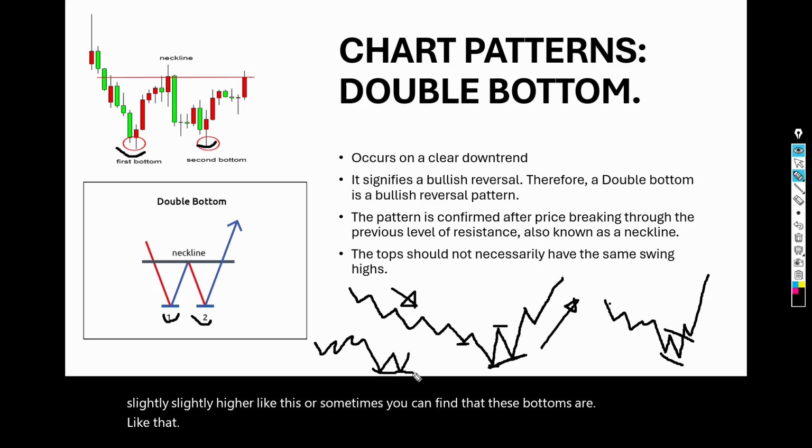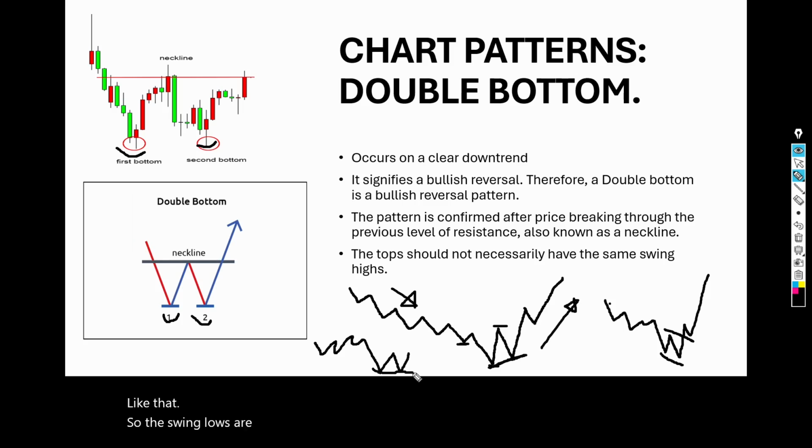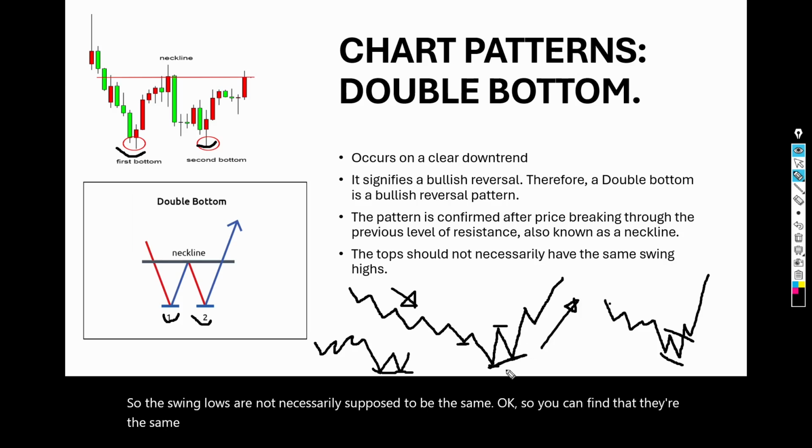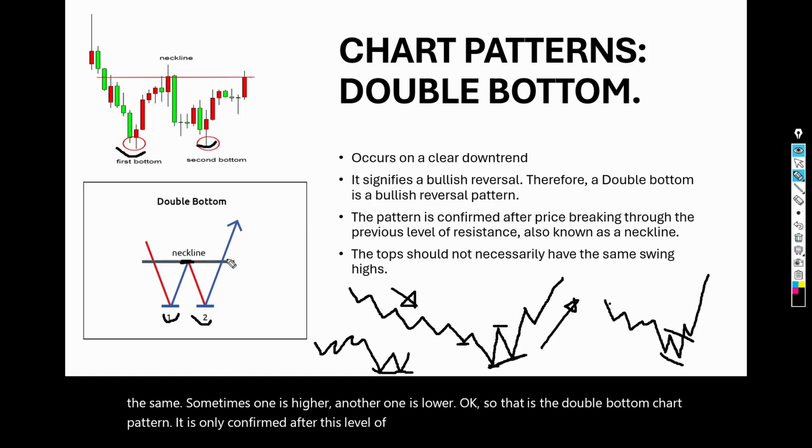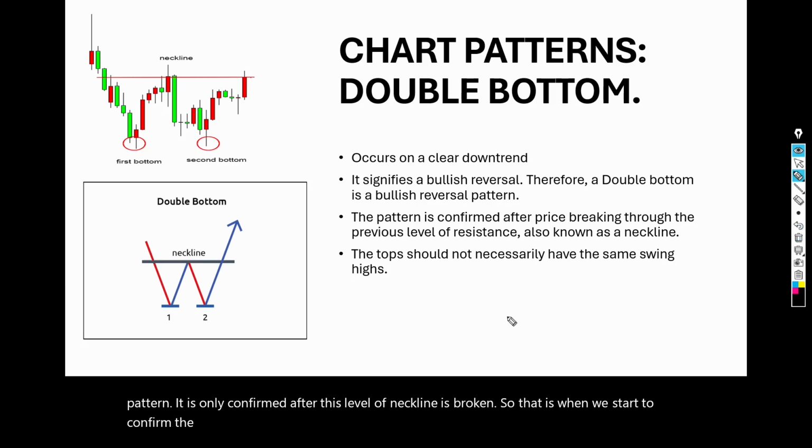So the swing lows are not necessarily supposed to be the same. Sometimes they're the same, sometimes one is higher, another one is lower. Okay, so that is the double bottom chart pattern. It is only confirmed after this level of neckline is broken. So that is when we start to confirm the double bottom chart pattern.